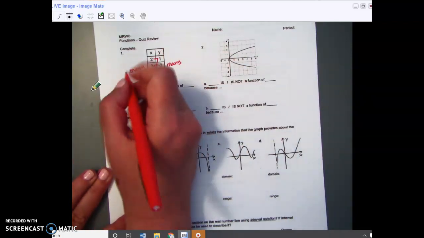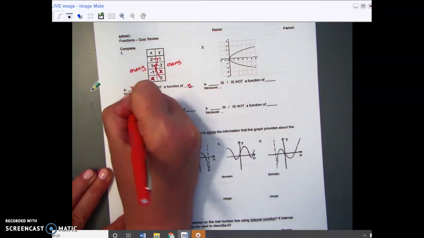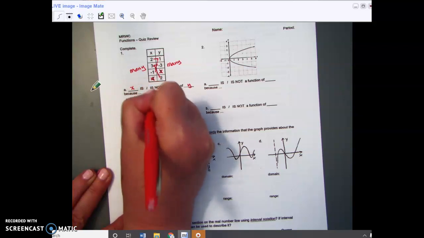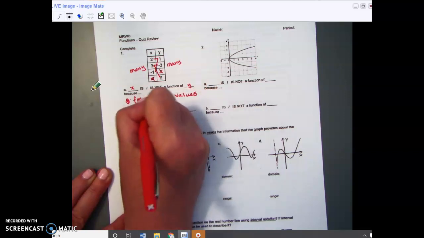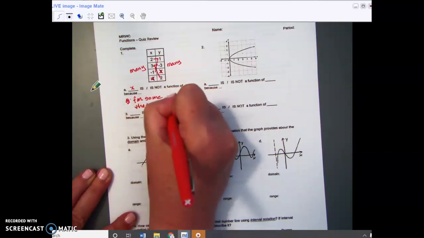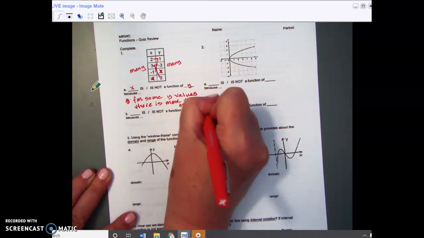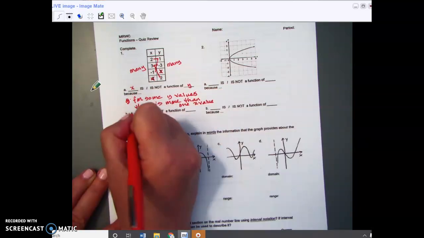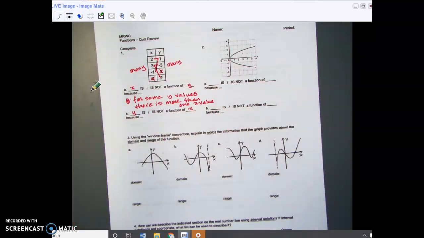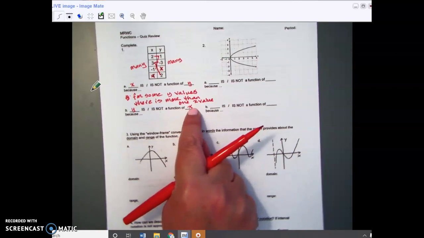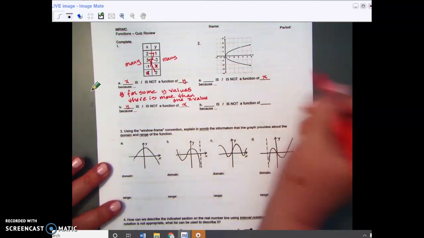And so we would say that x is not a function of y because for some y values, there are more than one x value. And then the same in reverse, y is not a function of x, and it's going to be exactly the same answer, but we would say for some x values, there is more than one y value because the x is now my domain.